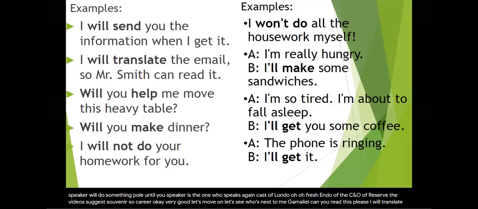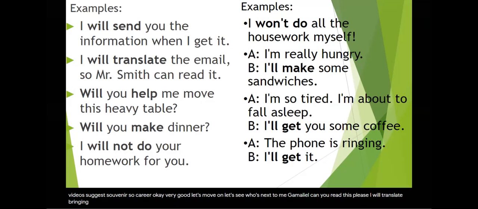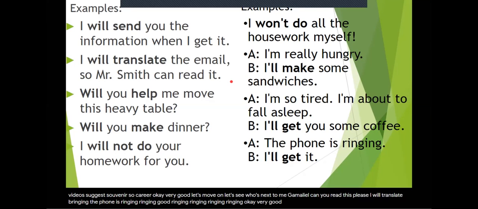The phone is ringing. I'll get it. Sorry? The phone is ringing. I'll get it. Thank you. Very good. Okay. Let's move on. Anybody has a question?